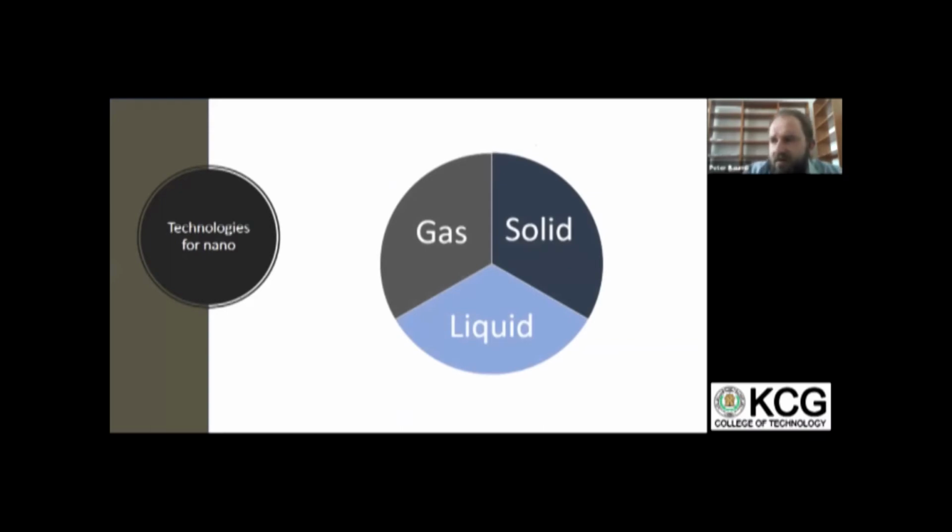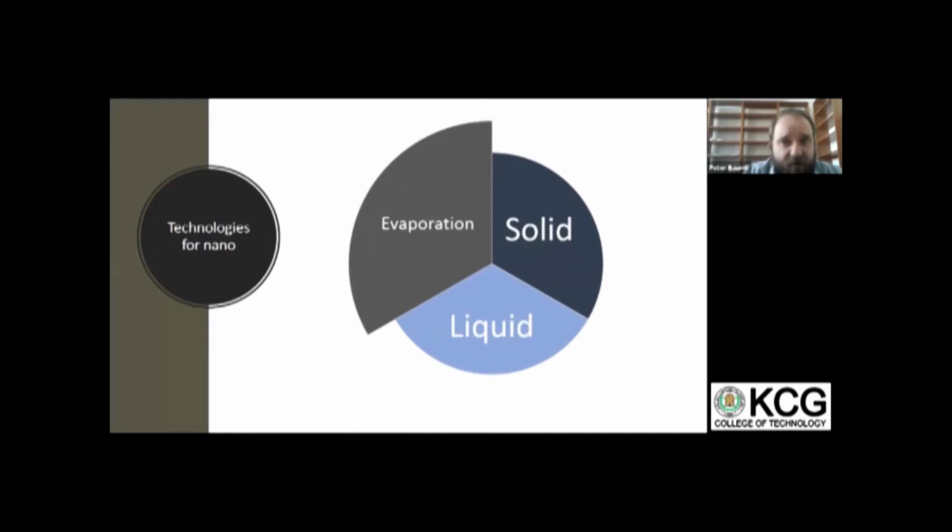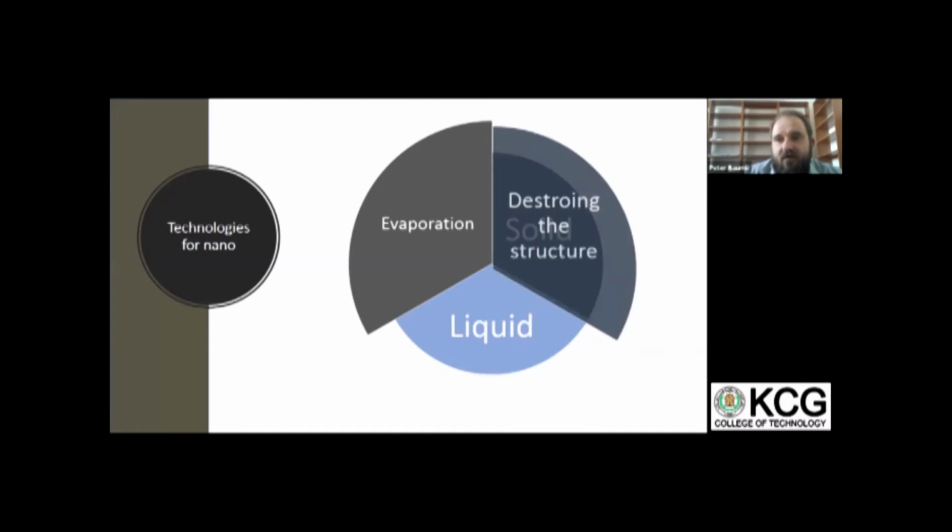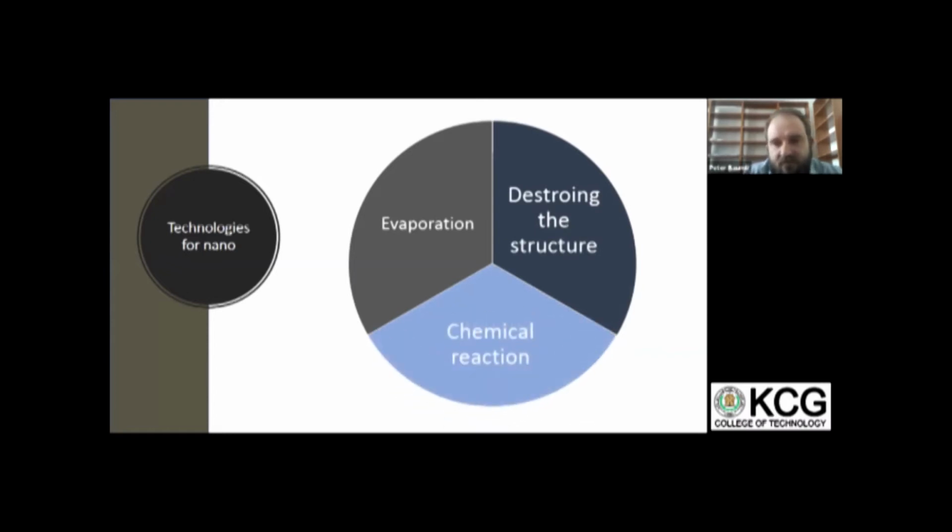According to the used material, we can group the phases. As you can see here, we can prepare nanomaterials from gas, from solid, and from liquid materials. If we prepare from gas, we have to evaporate somehow the material of the nanostructure. From solid, we have to destroy the structure, and from liquid, we have to use chemical reactions.